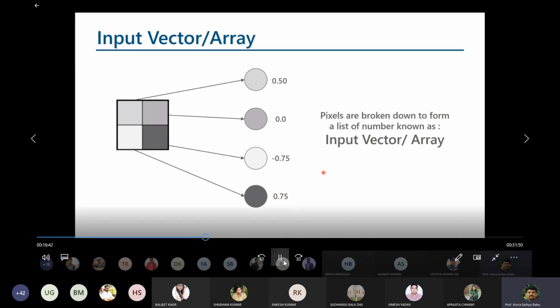So it is 0.75. Pixels are broken down to form a list of numbers known as an input vector or array. Like how we saw 28 cross 28 earlier, this is 2 cross 2, that is 4, so you have 4 pixels: pixel 1, pixel 2, pixel 3 and pixel 4. This is now considered as the input vector.